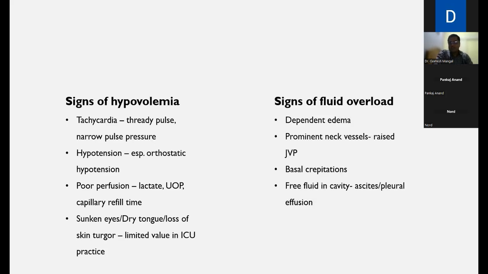So, the common signs of fluid overload include dependent edema. In bedridden patients, we have to look at the sacral area of the patient, and we may not find the pedal edema, unless the edema has progressed to anasarca stage. So, we have to look at the bony prominences, the sacral region. There we can find some edema. Then prominent neck vessels, raised jugular venous pressures, nasal crepitations, and free fluid in cavities like ascites and pleural effusions on examination. These are all the signs of fluid overload, or maybe because of third spacing or absolute fluid overload.